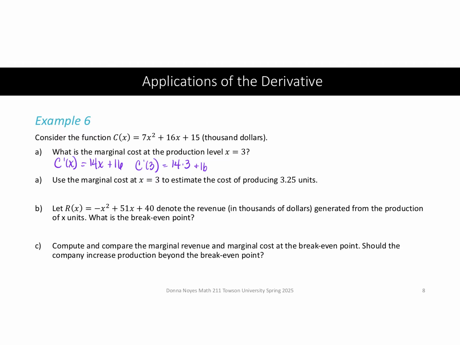So we end up with 58. But bear in mind what the units are in this section. It says that this is in thousands of dollars, so it's actually $58,000 in this case is how fast our costs are changing. So C prime of 3 would be $58,000 per unit, right?